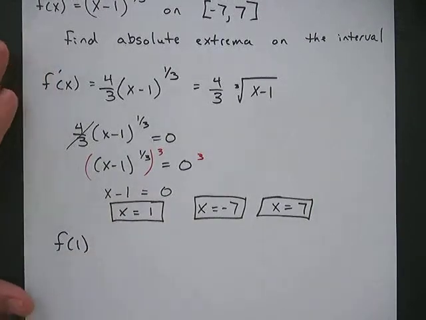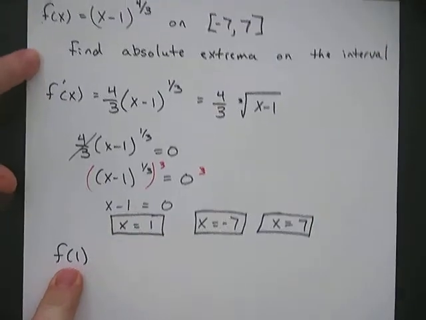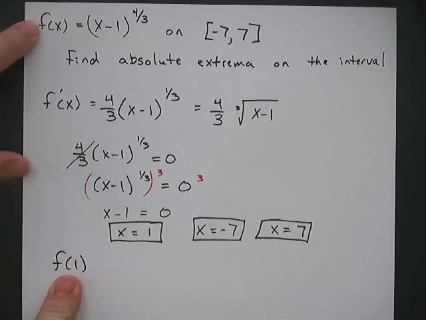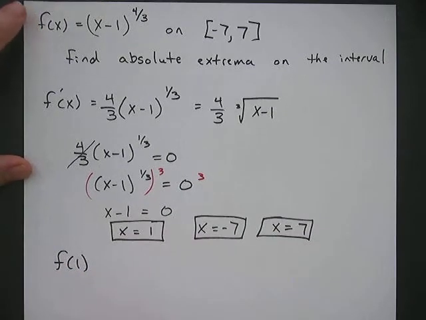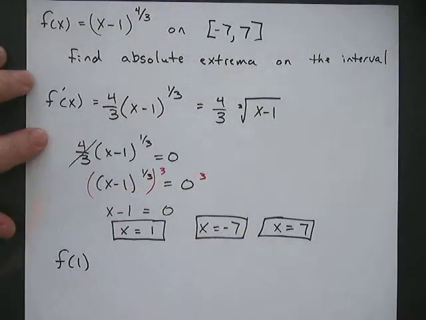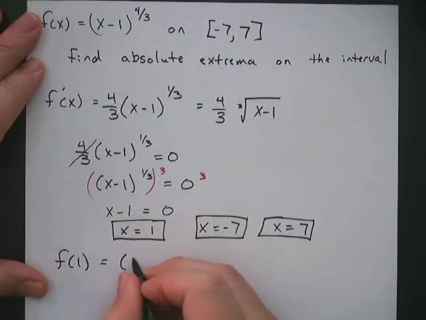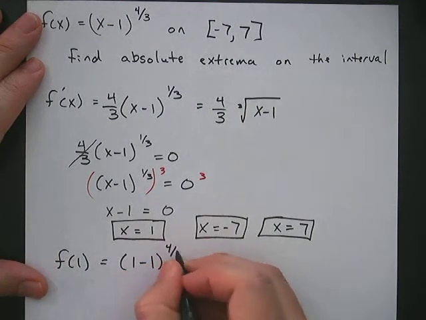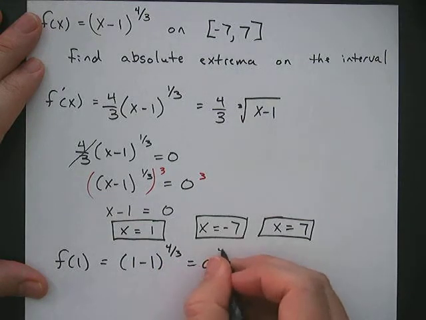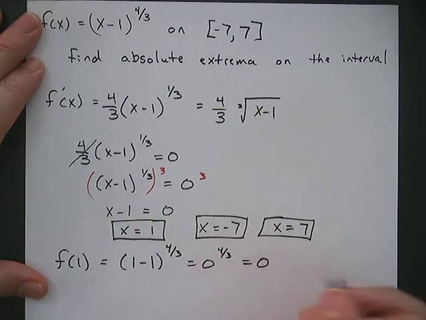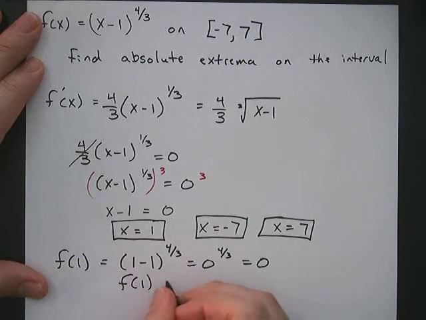Now remember, this is f, not f prime. Okay, so we're going to this function up here with the 4/3 power. That's an easy mistake to make. We're not plugging into the derivative. We're plugging into the original function, which would give us 1 minus 1 to the 4/3 power. And of course, that's 0 to the 4/3 power, which is 0. So f of 1 is equal to 0.